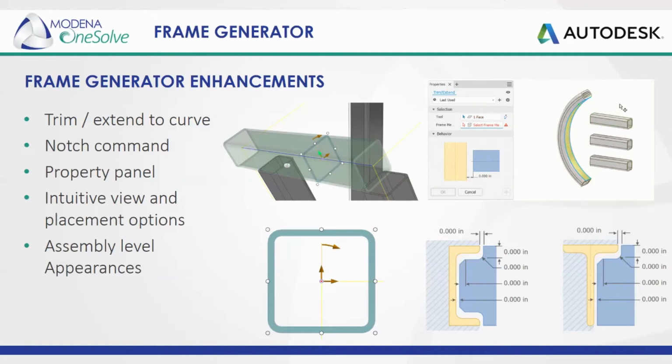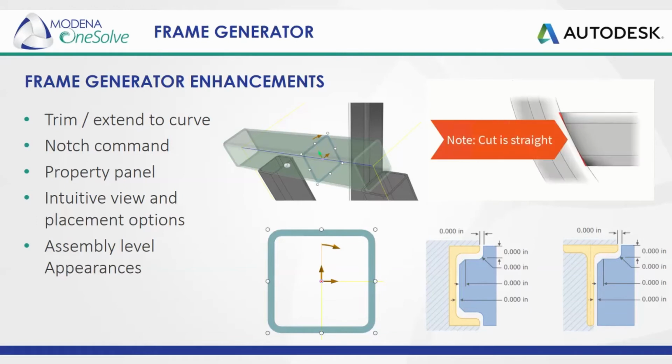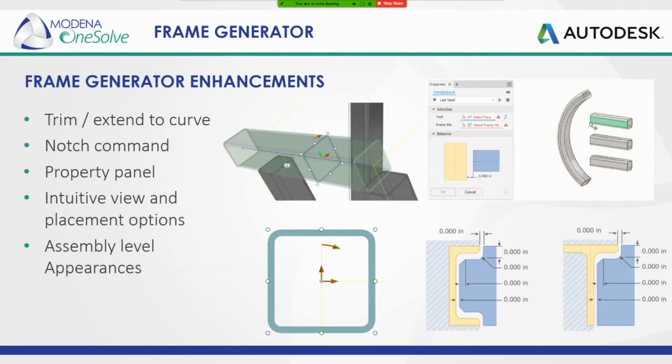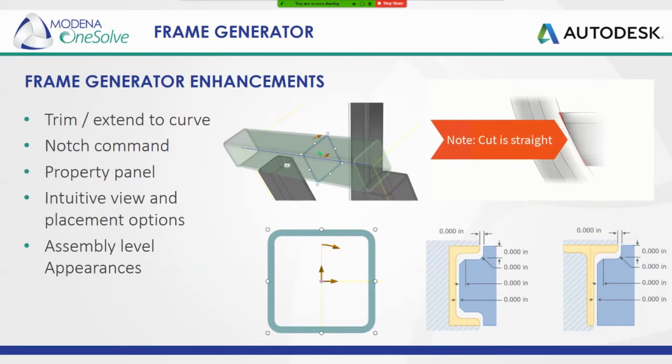All Frame Generator commands have now adopted the intelligent behavior of property panels, allowing presets to be defined for the most commonly used members and frame settings. There are a host of new display options that allow for better navigation and placement of frame members. Upon the insertion of a member, a cross-section profile is displayed, allowing users to fine-tune adjustments and determine the origin location of a member.